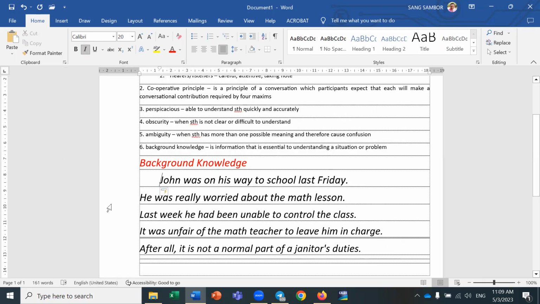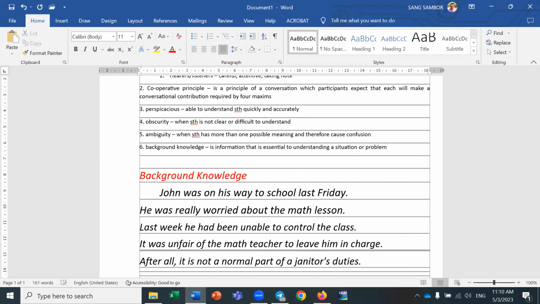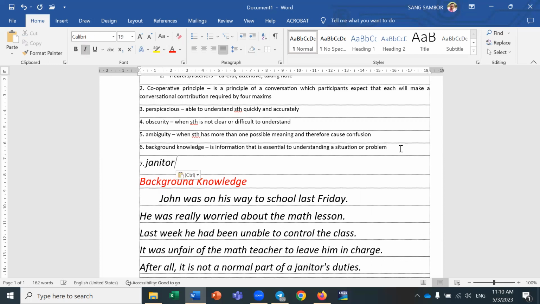In any case, okay, John was on his way to school last Friday. He was really worried about the math lesson. Last week, he had been unable to control the class. It was unfair of the math teacher to leave him in charge. After all, it is not a normal part of a janitor's duty. So let's see the meaning of the word janitor. You know the meaning, okay? Janitor.